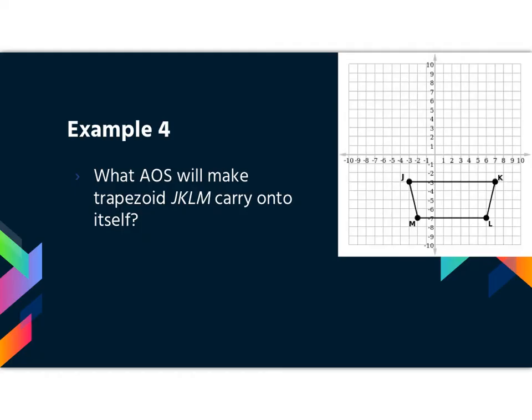Our final example is getting a trapezoid, JKLM, to carry onto itself. So we have to find out the axis of symmetry, or the axes of symmetry, that will do that for us. Looking at the figure, I can tell that a vertical line is going to have to be the axis of symmetry that we need, because that'll make it fold onto itself. So if you think about mapping a figure onto itself, you could just think about having a piece of paper of the figure and then finding out how to crease it so that it perfectly matches onto itself.